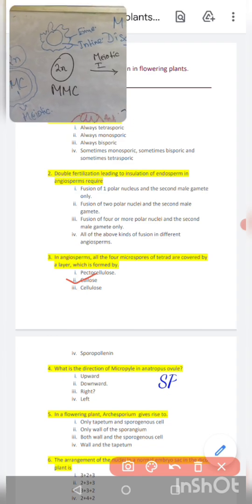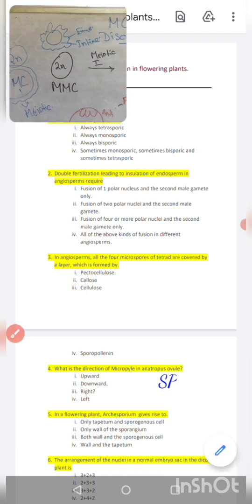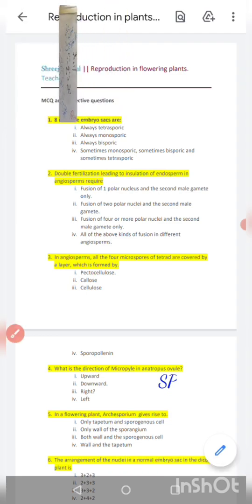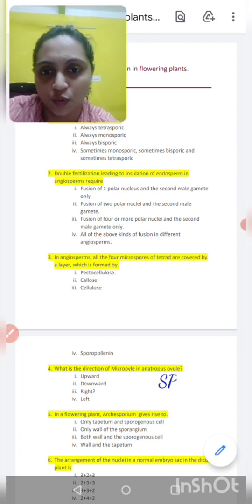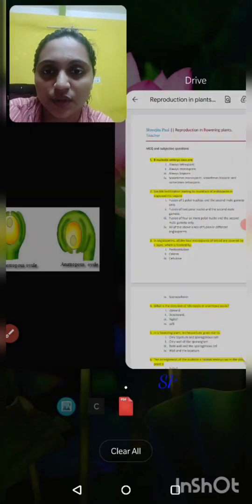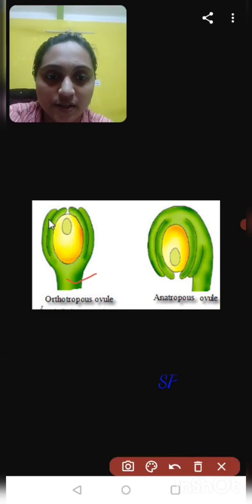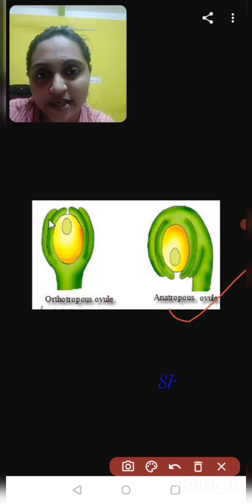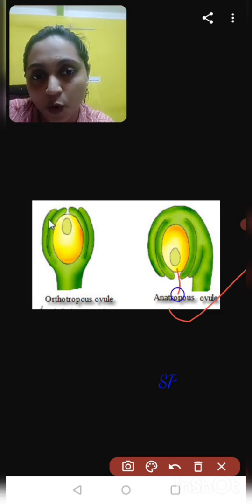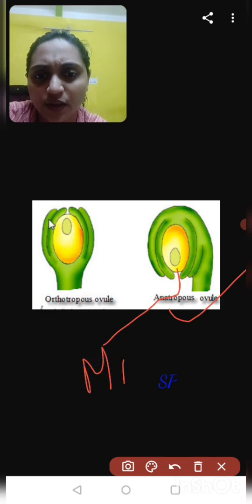Now student, moving to question number 4. Question number 4 is, student, what is the direction of the micropyle in an Anatropous ovule? So student, let me show you the picture of the Anatropous ovule. This is the picture of the Anatropous ovule. Here you can see, student, the opening that is known as the micropyle. It is present at the lower end.